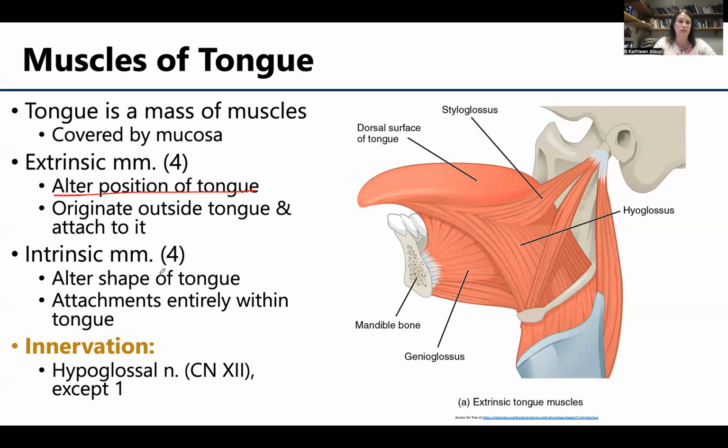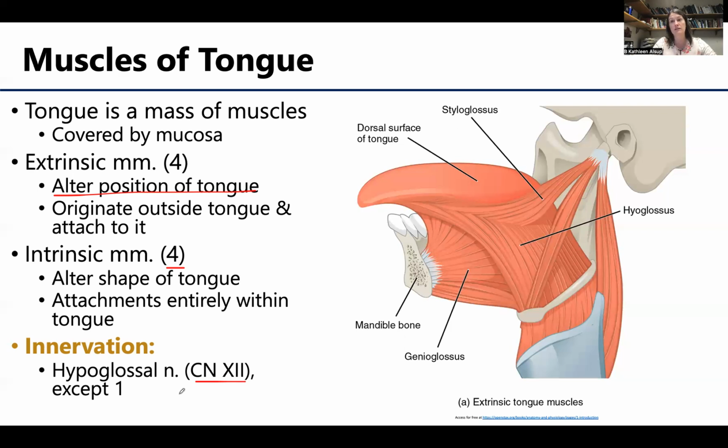Whereas the intrinsic muscles of the tongue, of which there are also 4, attach entirely within the tongue. They originate and insert entirely within the tongue. These will be the finer scale alterations of the shape of the tongue, so being able to move the tongue in much smaller, more precise movements. These all are going to be innervated by the hypoglossal nerve, which is cranial nerve 12, except for one. Again, don't need to worry about that exception to the rule here, but this is going to be cranial nerve 12. All right, excellent.